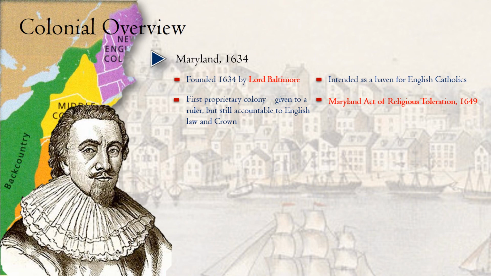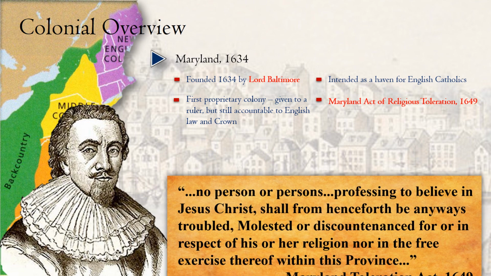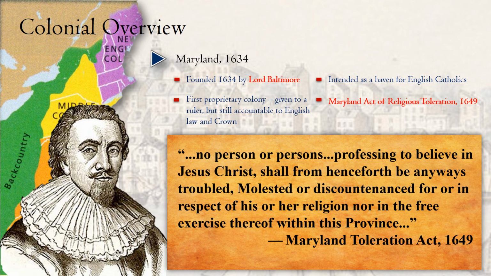And one of the highlights of Maryland's settlement is because they were Catholics and because they were used to being persecuted back in England, the folks who set it up, Lord Baltimore included, set up the Maryland Act of Religious Toleration in 1649. And here is a part of that. "No person or persons professing to believe in Jesus Christ shall henceforth be anyways troubled, molested, or discountenanced for or in respect of his or her religion, nor in the free exercise thereof within this province."